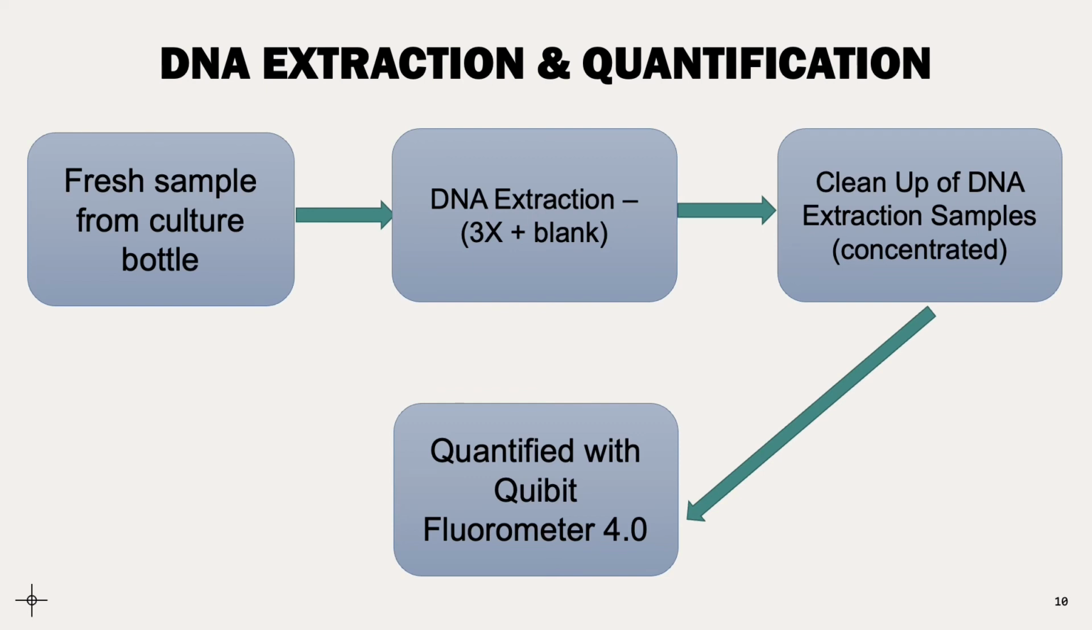Since working with the samples, a lot of protocol development has come along. We've been trying many ways to obtain better DNA yield and concentration. The way we came up with is we would obtain fresh sample from the culture bottle. The samples are used for DNA extraction in triplicates plus a blank. The samples are then cleaned up and concentrated to obtain cleaner DNA and remove extra humic substances. These samples are quantified with a Qubit fluorometer.